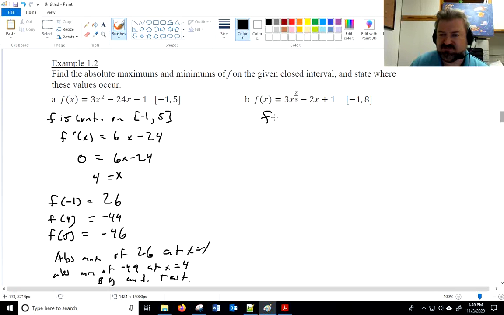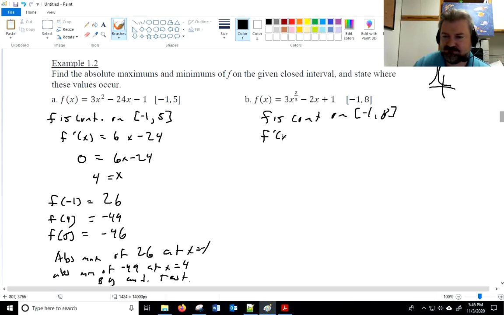Okay, f is definitely continuous here. F is continuous on that interval. We need that. That's really important. If we don't have continuity, then we could have an asymptote, and we know that at an asymptote, you could just shoot up forever and not have an absolute max. So let's take the derivative. Okay, I get 2x to the -1/3 minus 2.